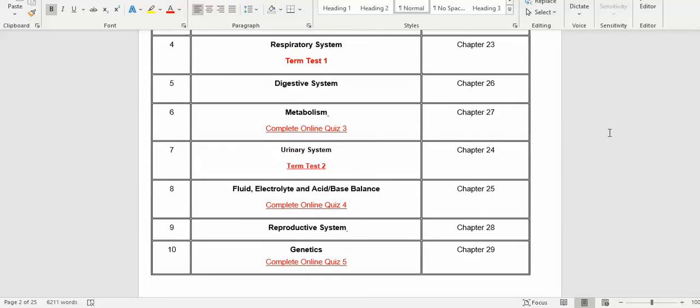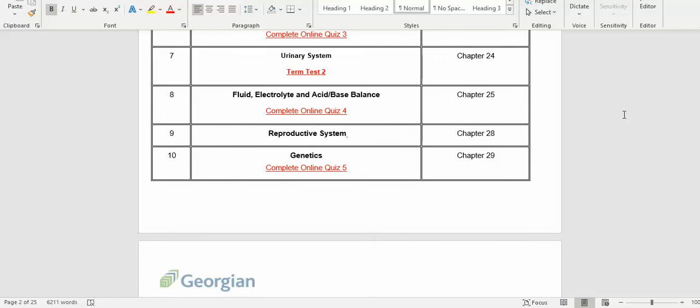Week 7, urinary system, will be what's covered. And then week 8, fluid, electrolyte, acid, base. Quiz 4 will be on urinary, fluid, electrolyte, and acid, base. They are very closely related, chapters 24 and 25. Week 9 is on reproductive system, male and female, chapter 28. Then some basic genetics in chapter 29.